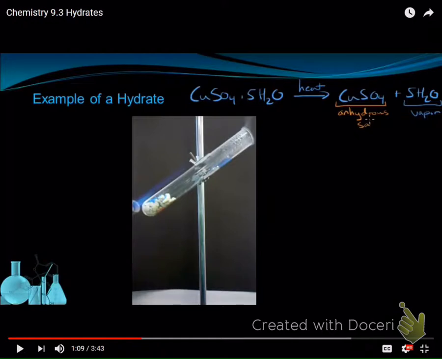That's a clue of a chemical reaction. It's sort of a chemical reaction because the water molecules are caught up in the lattice, so you're breaking up that. But you're just going to the anhydrous form. But notice up here the water droplets forming at the mouth of the test tube. So there's your proof that water's being driven off.